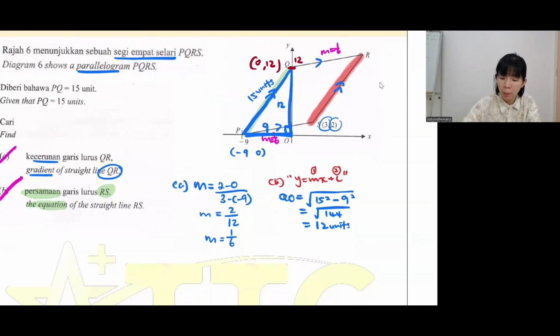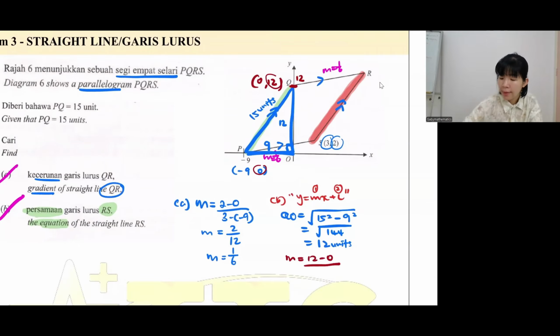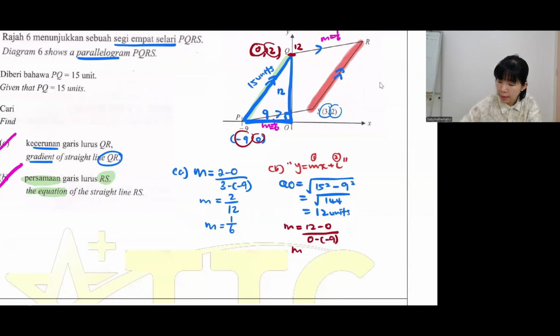Okay, so now we got two coordinates. We can continue with our y equal mx plus c. I want to find m. Can find m. So now you got Q, you got P. Okay, let's find the gradient. M equal y minus y, 12 minus 0, over x minus x, 0 minus negative 9. So m equal 12 over positive 9. Okay, both can be divided by 3. So we get 4 over 3. Okay, m done.